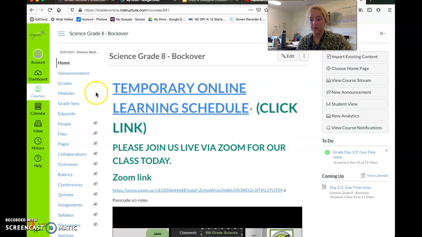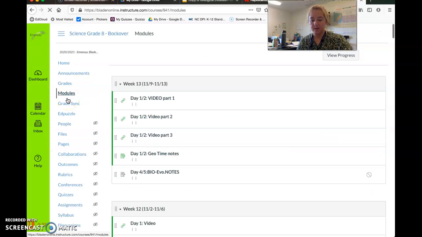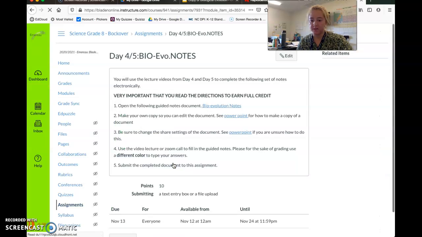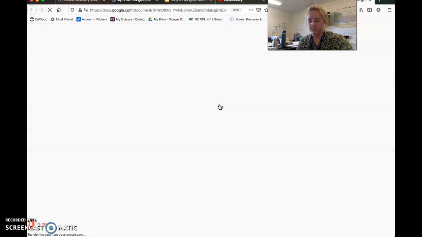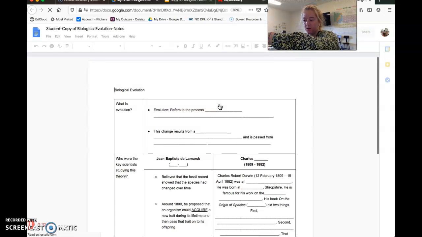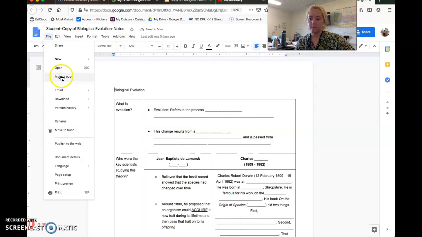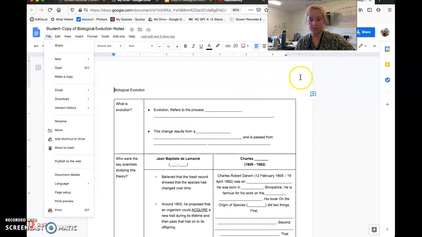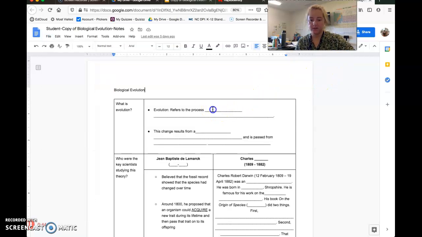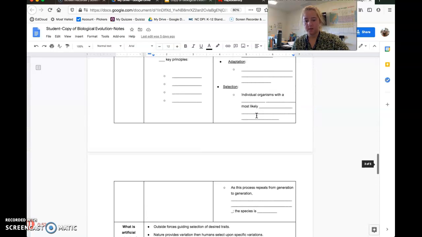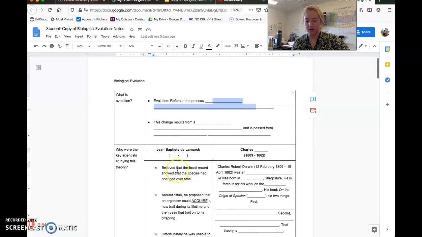So again, you are going to go into modules to find your assignments. Our notes are again an electronic fill in the blank version. You will click the notes. You will make your own copy, remember, file, make your own copy, make sure to change the share settings so that I can view your completed notes, and then you're going to go in and edit these right here so that you have the information from the notes.